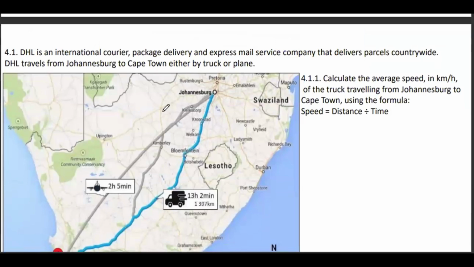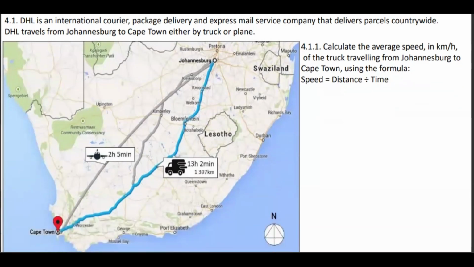All right, we look at the map. DHL is an international courier package delivery and express mail service company that delivers parcels countrywide. DHL travels from Johannesburg to Cape Town either by truck or plane. Calculate the average speed in kilometers of a truck traveling from Johannesburg to Cape Town. A truck traveling, so the truck is this one here.